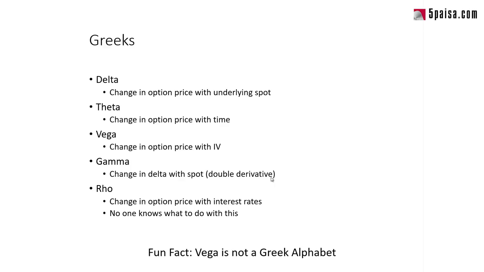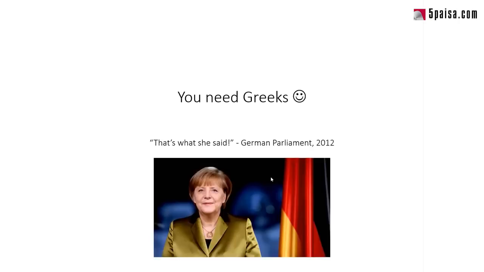There are 5 Greeks, of which rho is completely unimportant and gamma is important only if you are trading a huge position. So let's focus on the big 3: delta, vega, theta. Delta is the change in option price with the underlying price, which is also called spot. Theta is the change in option price with time, and vega is the change in option price with changes in IV. Let's not focus too much on gamma and rho for now. We'll come to that later. You definitely need Greeks if you're going to trade options.